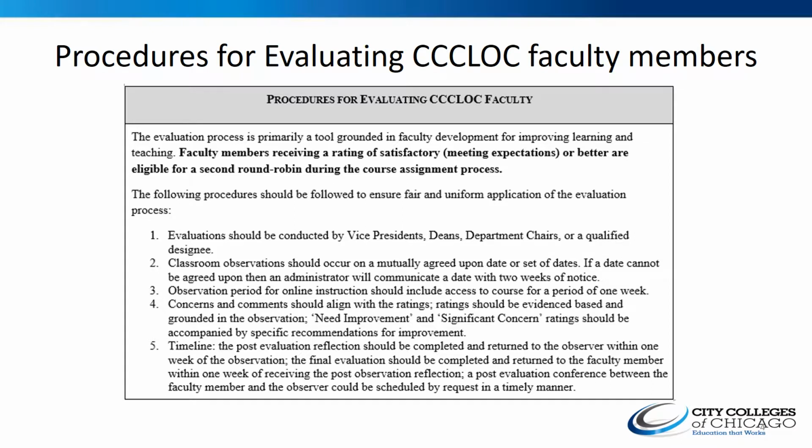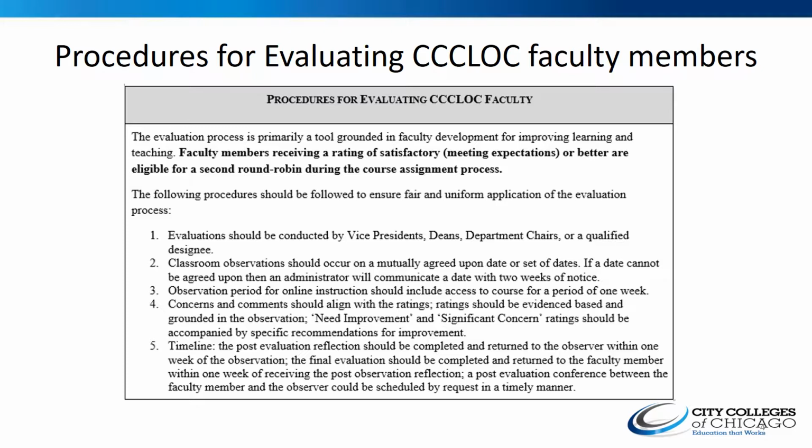Procedures for evaluating C-Clock faculty members. The evaluation process is a tool that is grounded in faculty development for improving learning and teaching. For a C-Clock faculty member teaching online, a rating of satisfactory, meeting expectations or better, makes you eligible for the second round robin during the course assignment process. We have 5 procedures that should be followed to ensure fair and uniform application of the evaluation process.